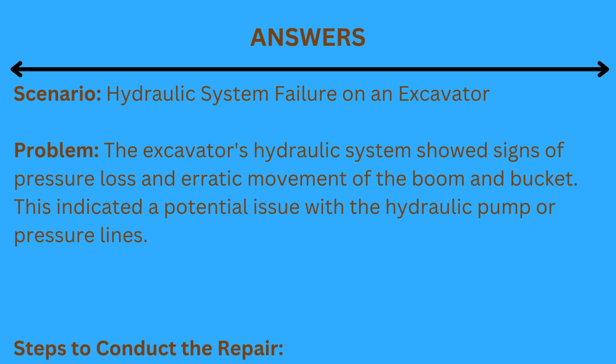Scenario: hydraulic system failure on an excavator. Problem: the excavator's hydraulic system showed signs of pressure loss and erratic movement of the boom and bucket. This indicated a potential issue with the hydraulic pump or pressure lines. Steps to conduct the repair.